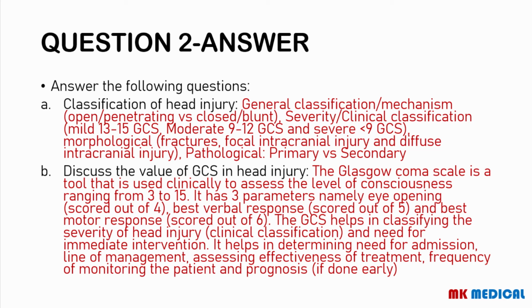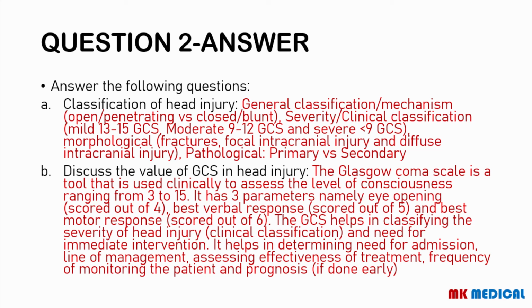Then part B, discuss the value of the GCS in head injury. So remember that this Glasgow Coma Scale is a tool that's going to be used to assess the level of consciousness. So it's going to be ranging from a minimum score of 3 to a maximum score of 10. It's going to consist of 3 parameters. There's what's going to be known as eye opening, which is scored out of 4. The maximum you can get is a 4 out of 4. The minimum you can get is 1 out of 4. I'll show you the actual divisions that are there in the next slide.